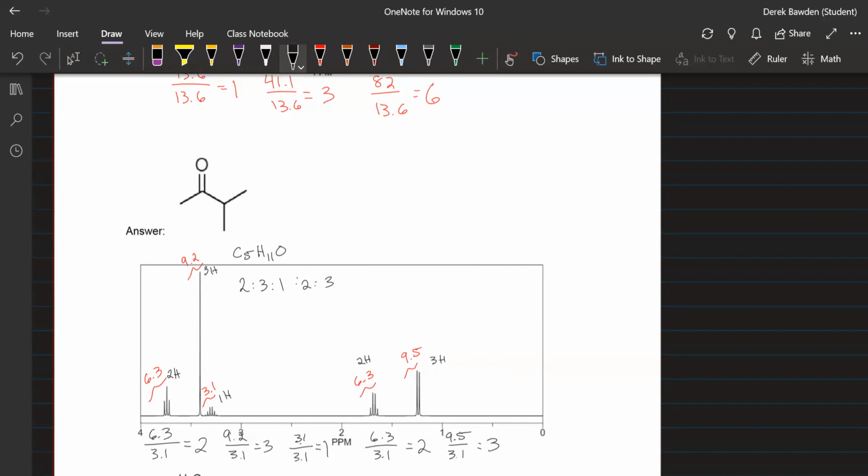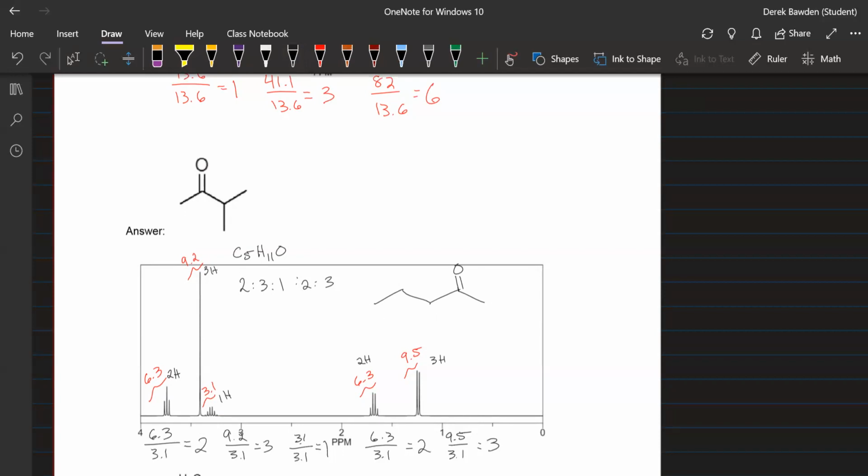So now we need to think of a structure that fulfills C5H11O. Again, I'm going to start with a 5-carbon chain. And we can go ahead and start with a ketone. Okay. Let's see if this fulfills our chemical formula. So we know we have 5 carbons and 1 oxygen. Let's see if there's 11 hydrogens. We have 3, 4, 5, 6, 7, 8, 9, 10. So not quite.